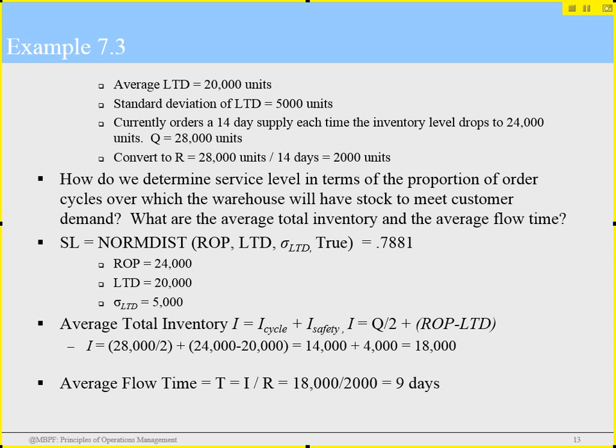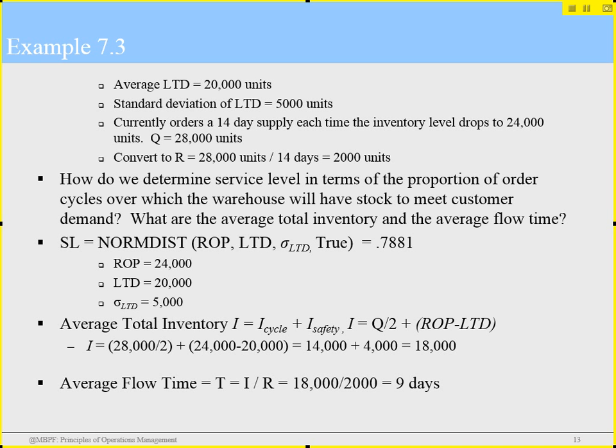So I can get to my average inventory because I know that I order in quantities of 28,000, divided by 2, which gives me 14,000 in cycle inventory, plus my reorder point of 24,000 minus my lead time during demand of 20,000. That gets us to an average inventory of 18,000. One formula we didn't talk about: remember, inventory equals throughput times flow time. We can use that to say, on average, how long do we hold a unit of inventory in-house? My flow time equals my average inventory of 18,000 units divided by my throughput of 2,000 units per day, which says that on average I hold a unit of inventory for 9 days.